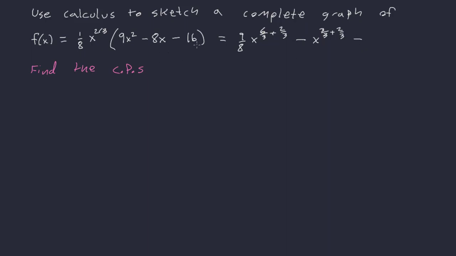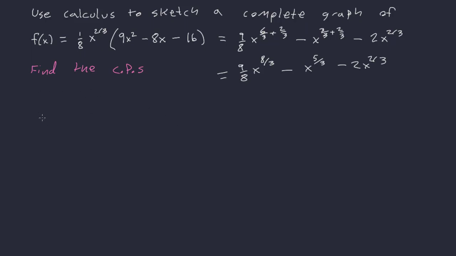And then it will be minus 16 times this. Well, the 8 will cancel with the 16 and leave a 2 times x to the 2/3. All right, so fully simplified now, we're going to get 9/8 x to the 8/3, minus x to the 5/3, minus 2x to the 2/3. All right, kind of nasty, but we'll get there.